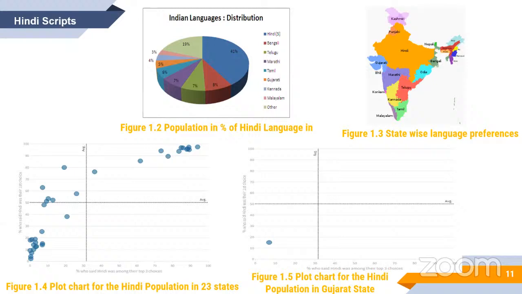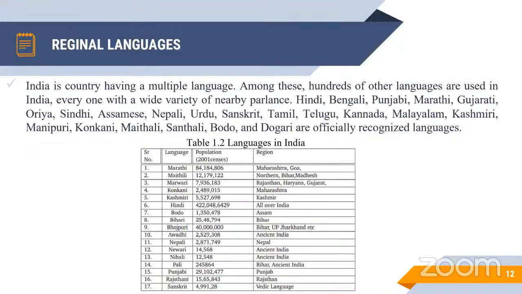And see in the graph, it is the higher ratio. The next, when I want to go for state-wise language preferences in this chart in 1.3, the Hindi in the middle has more and more ratio. When I want to go for 1.4, the highest plot is there for the Hindi language. So because of this reason, we chose the Hindi language.